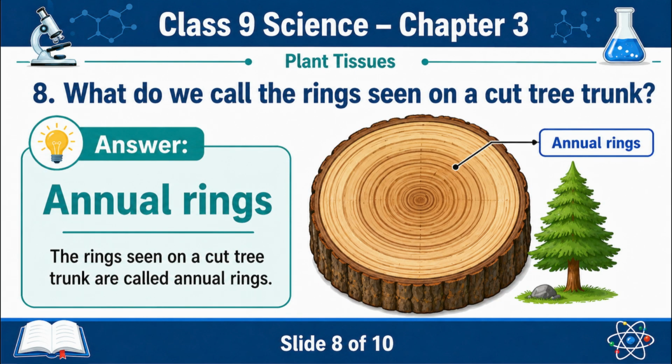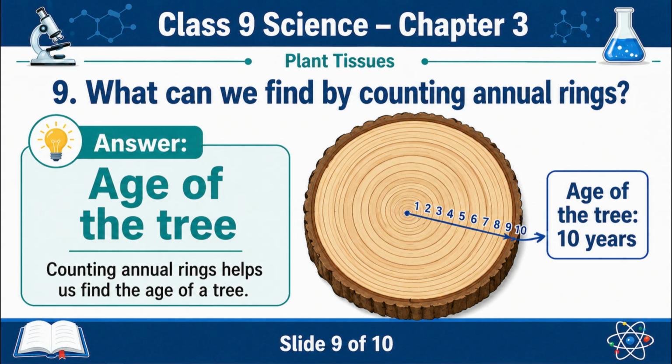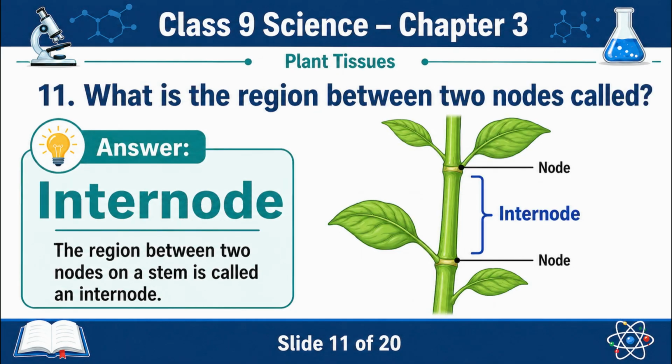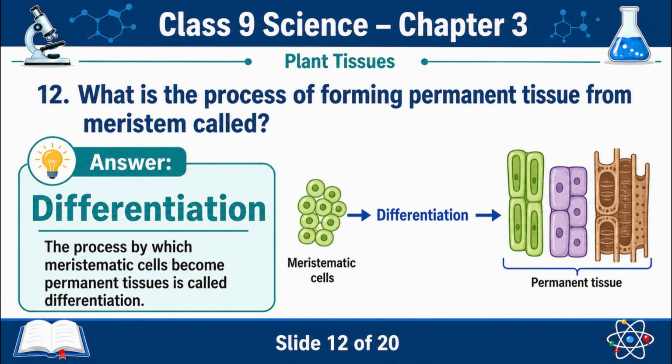What do we call the rings seen on a cut tree trunk? Annual rings. What can we find by counting annual rings? Age of the tree. What is the point on a stem where leaves arise called? Node. What is the region between two nodes called? Internode. What is the process of forming permanent tissue from meristem called?